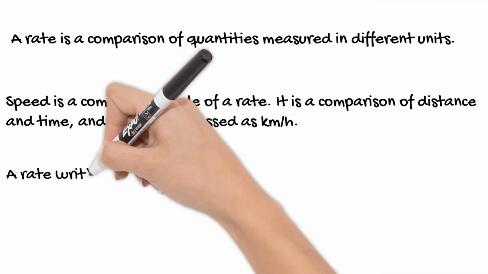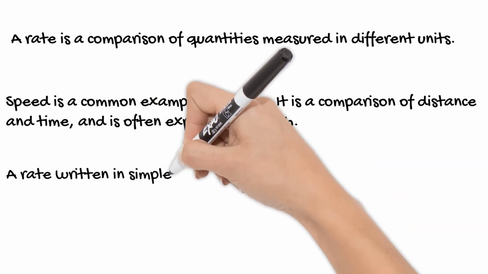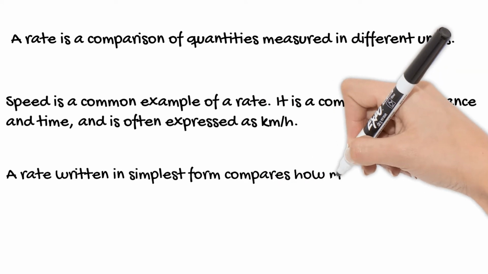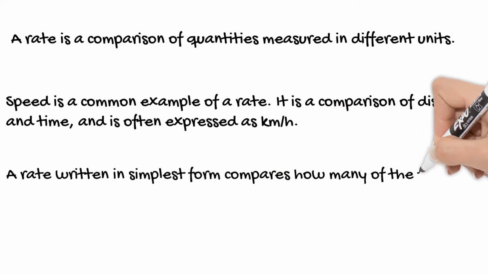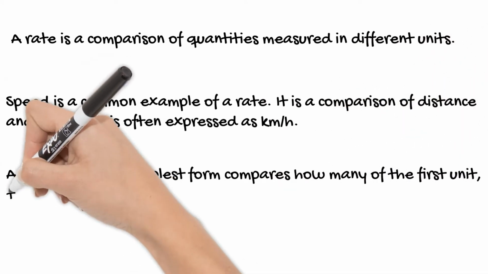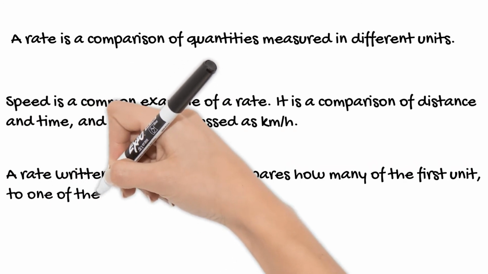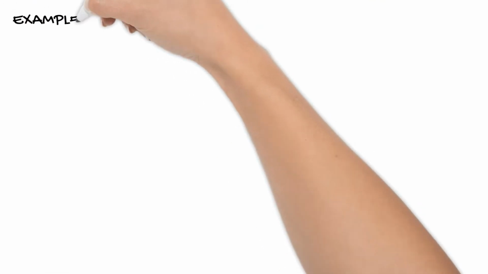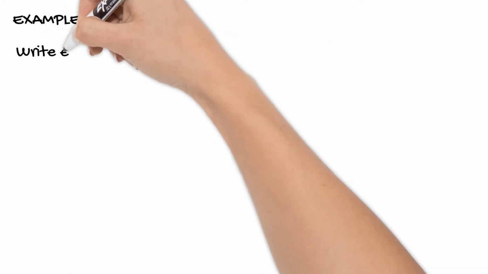So a rate in its simplest form tells us how many of the first unit compared to one of the second. So my example there of speed, 60 kilometers per hour, means 60 kilometers are traveled for every 1 hour of time. So I'll just take you through a couple of examples of how to express rates in their simplest form.